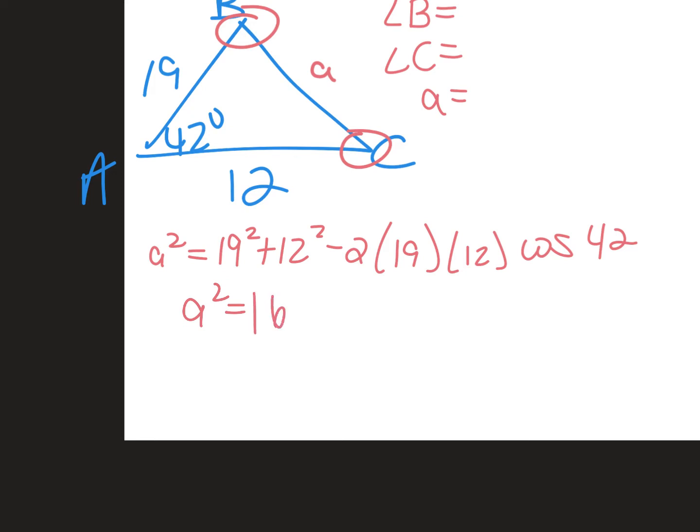I got 166.1259. Is that the side we're looking for? No, what do I have to do? Square root. So side A is about how long? 12.9. So 13. I kept mine at 12.9, so that's fine. Again, just round to whatever they say.